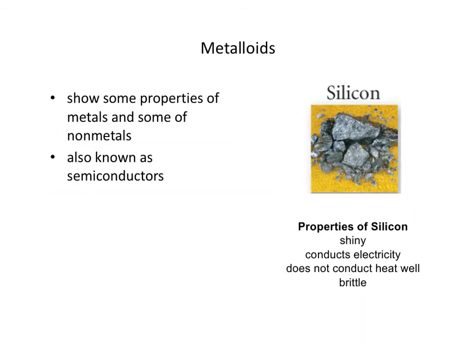Metalloids' properties are sort of somewhere in the middle, and one of the cool things about metalloids is we can actually tune their properties. At low temperatures, they're not good conductors of heat and electricity, but at higher temperatures, they are. So metalloids are also sometimes called semiconductors, and they're used very often in the computer industry because we can turn their conductivity on and off.